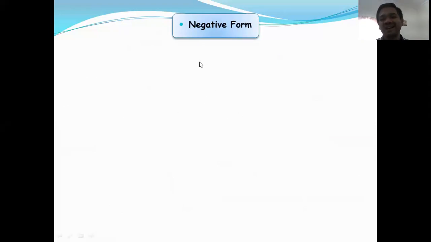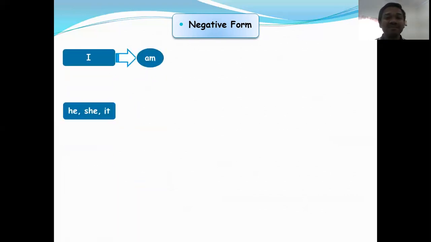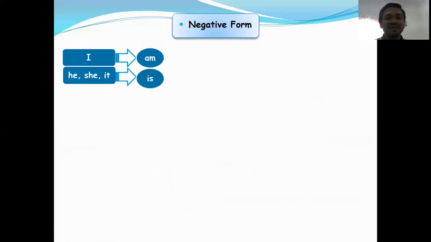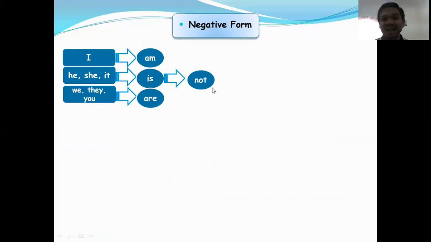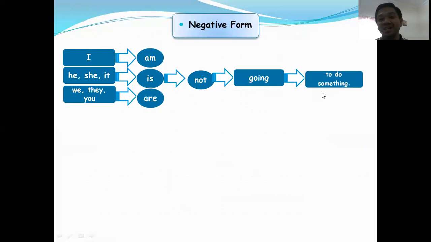Now this time, let's talk about negative form. How can we create a negative sentence? We have here I, and then am, he, she, it, is, and we, they, and you are, and then of course not. Just simply add the word not. I am not, he is not, we are not going to do something. See that? As easy as that. I am not going to do something. He, she, it is not going to do something. We, they are not going to do something.